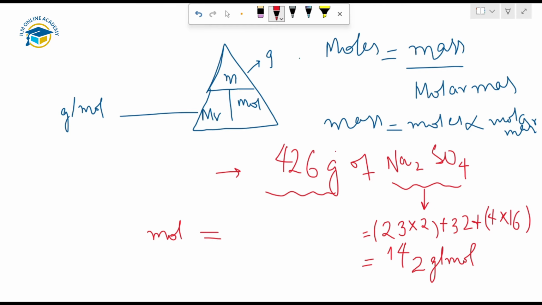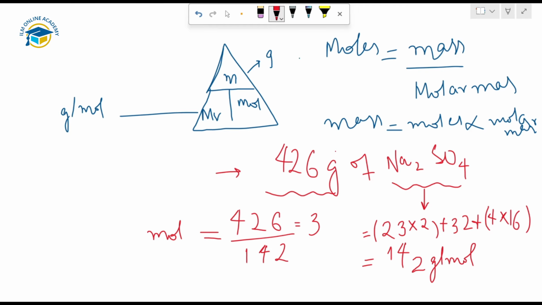Moles equals mass, which is 426, divided by the formula mass or molar mass, which is 142. By dividing 426 by 142, we have the amount of a substance, which is equal to 3. So 3 moles of Na2SO4 is present in 426 gram of sodium sulfate. So this is how you can calculate the amount of a substance.